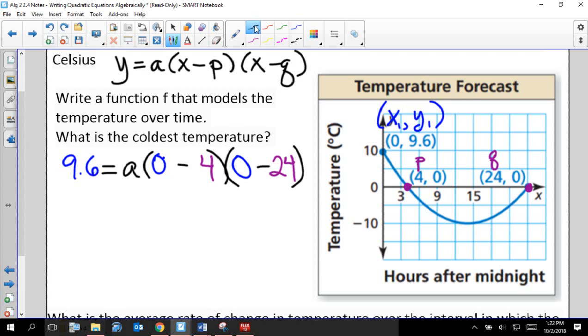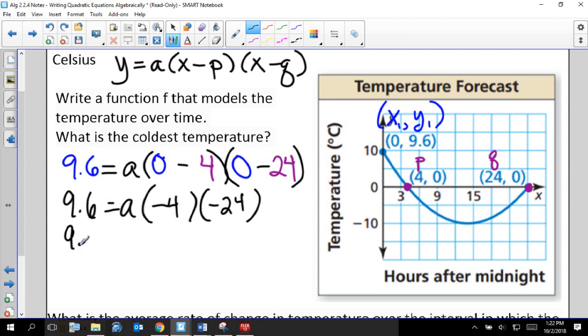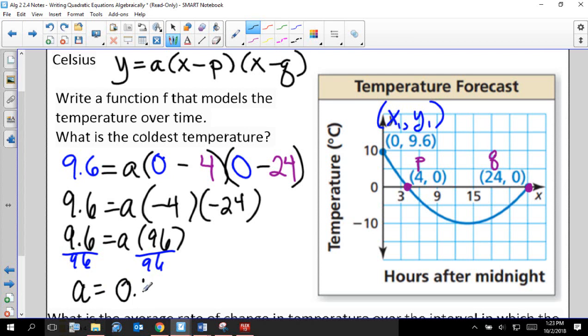Now we're going to solve for a. So we have 9.6 equals a, and we have to do parentheses first. Negative 4 and negative 24. So 9.6 is a multiplied by, did anybody do it yet? 96. We divide both sides by 96. And you either get 0.1 or as a fraction, 1/10.